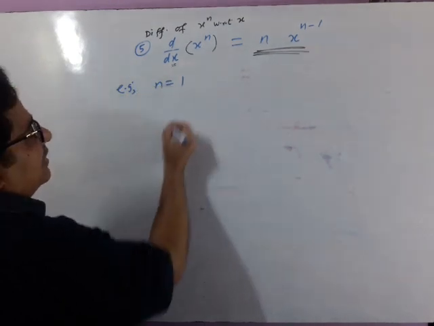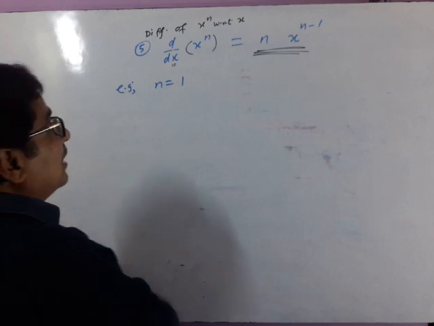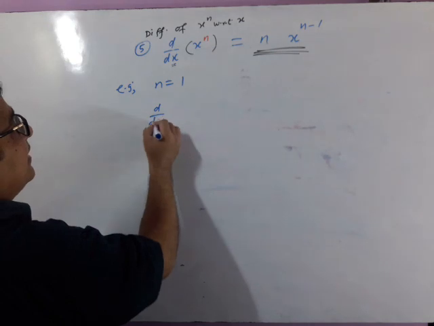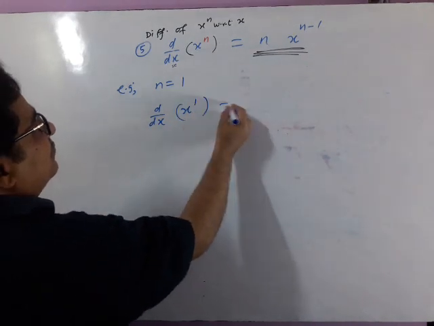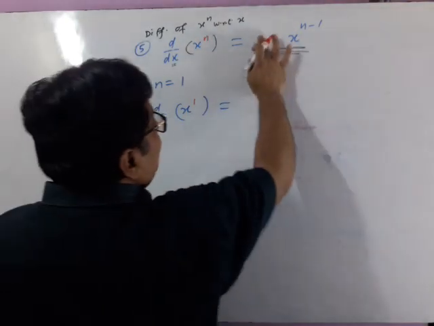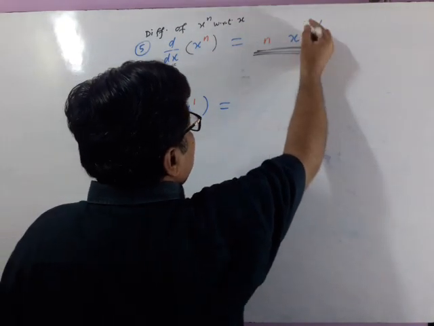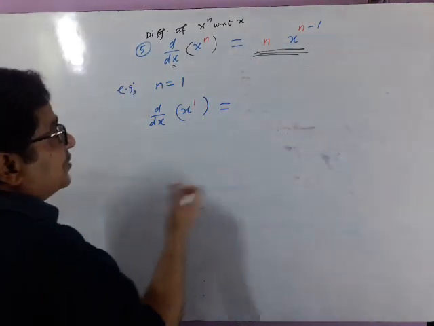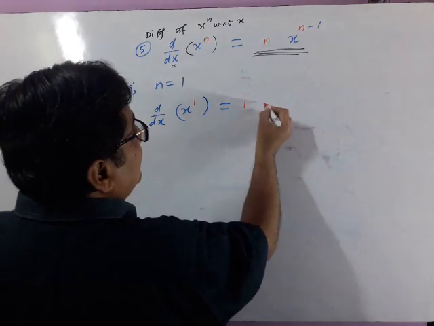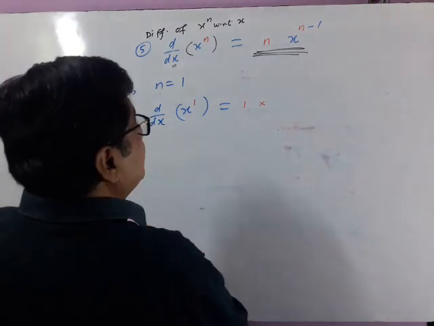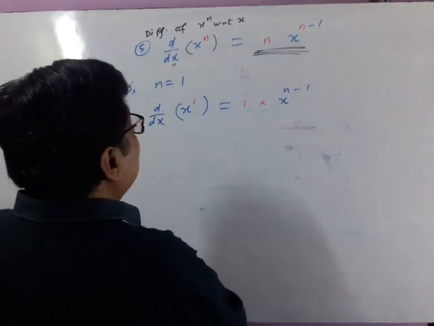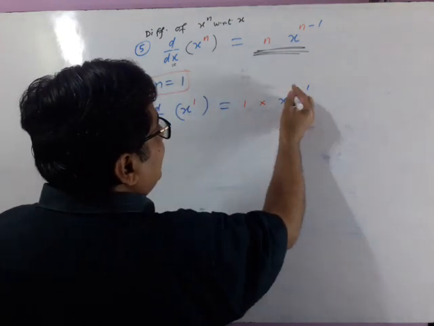n is equal to 1. Now put 1 in place of n. So what will you write? dy dx of x raised to the power 1. Focus. If you are inputting 1 here, then you will have to input it here also in place of n. Now this is the question. What is the differentiation of x? So the answer will be n. n is 1. Multiply x raised to the power n minus 1. So what is n? n is 1. So we will write here 1.